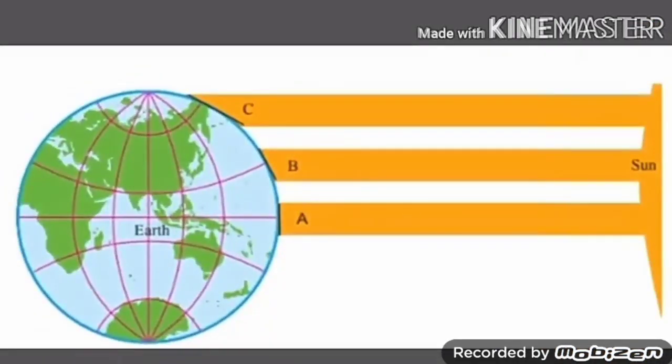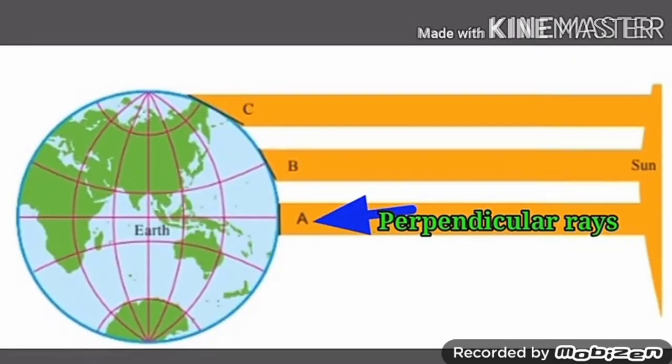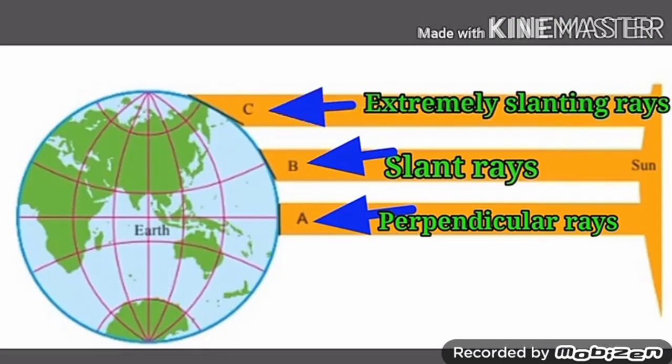Do it yourself. The region marked A in the figure receives perpendicular rays, while the region marked B receives slant rays, and the region marked C receives extremely slanting rays. Using a scale, measure the lengths of the lit up portions on the Earth's surface in A, B and C regions. Measure the width of the rays shown between the Earth and the Sun.